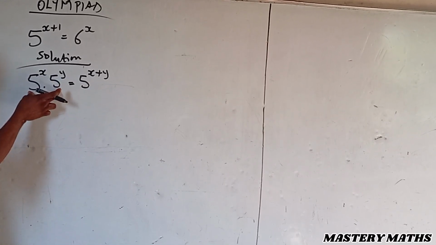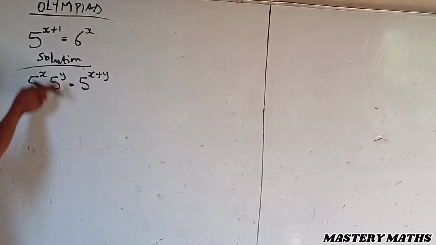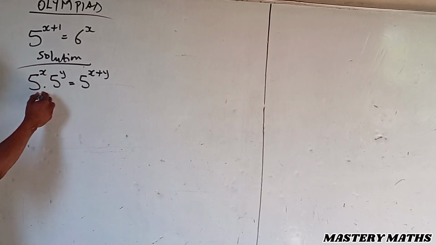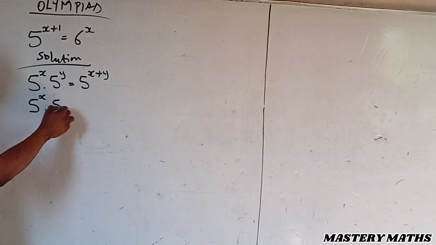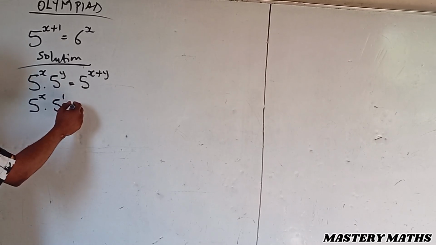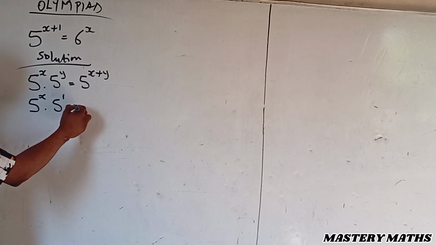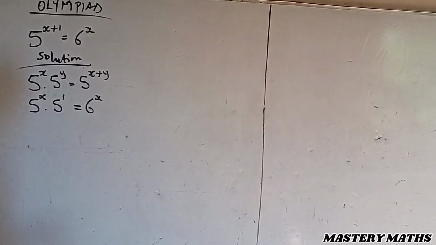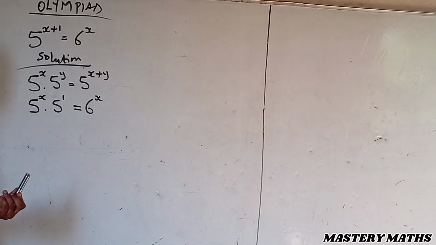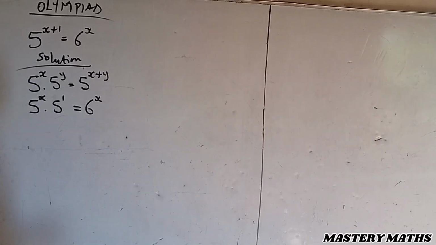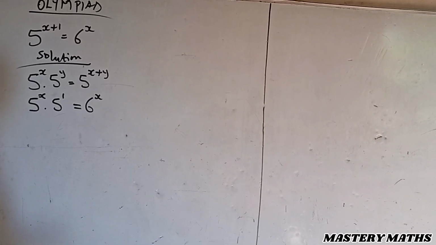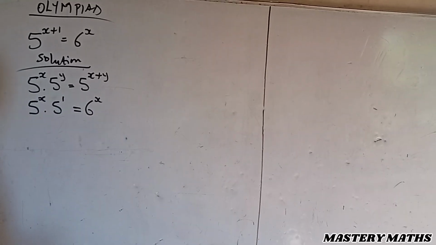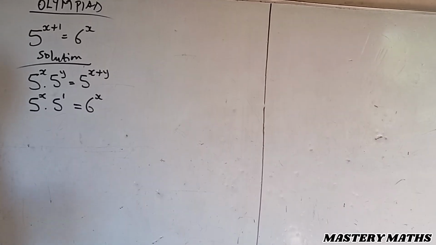So in this aspect, we will substitute what we have here into this, making it 5 raised to the power of x times 5 raised to the power of 1. See it now? Then you have it equal to 6 raised to the power of x on the board. Now, what should we do? In order to look for the value of x, we need to eliminate this out of it so that we can process it to get the value of x we are looking for.